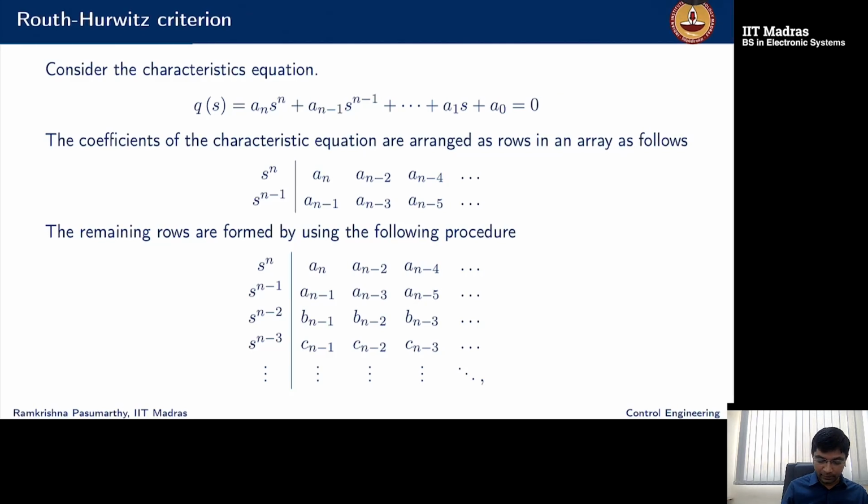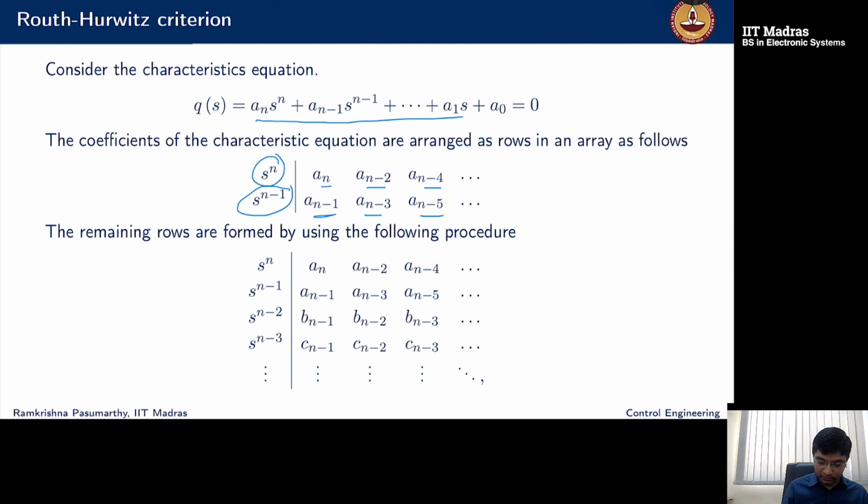So I construct a table. It's a bit of a step-by-step process. I construct a table. So this is my given polynomial. I start with s to the power n. I write all the alternate coefficients: a_n-2, a_n-4. I go to s^(n-1). Here I write again all the alternate coefficients, a_n-1, a_n-3, a_n-5, and so on.